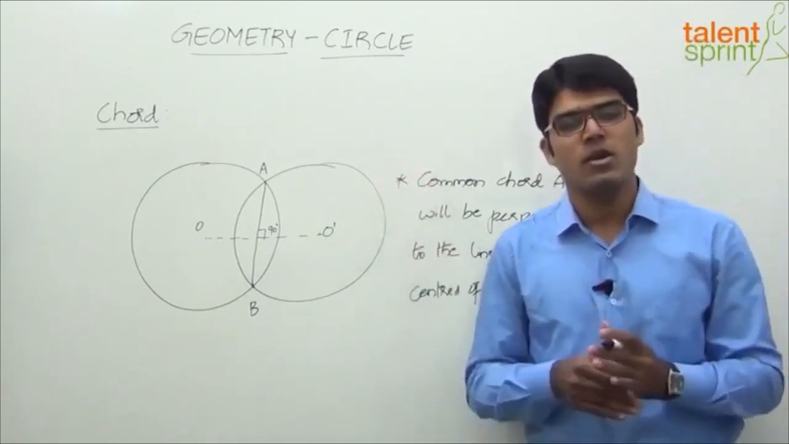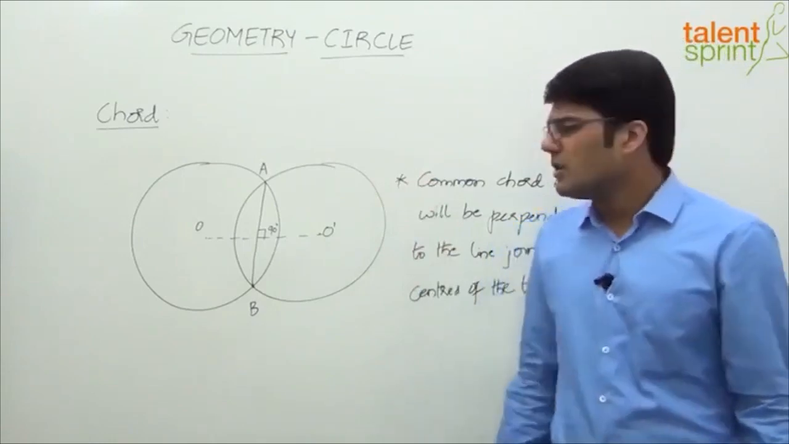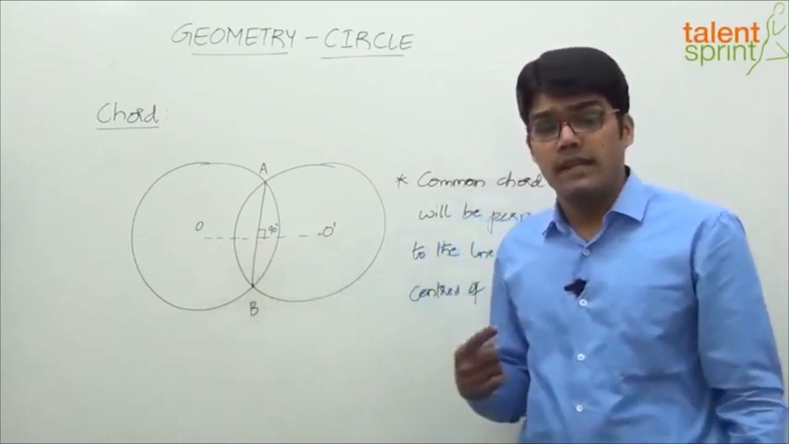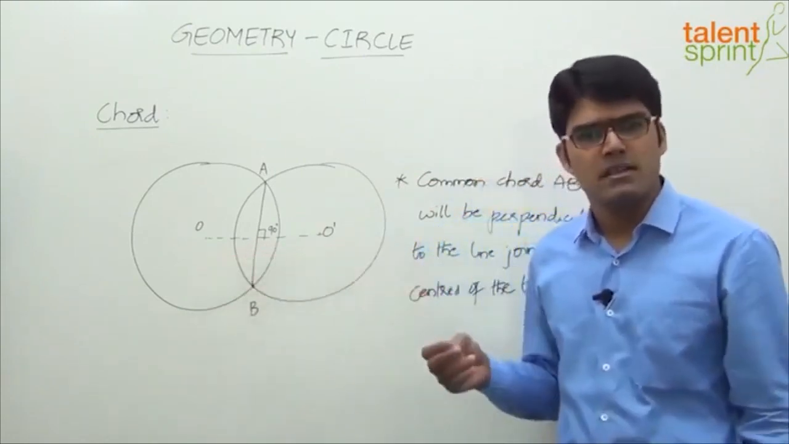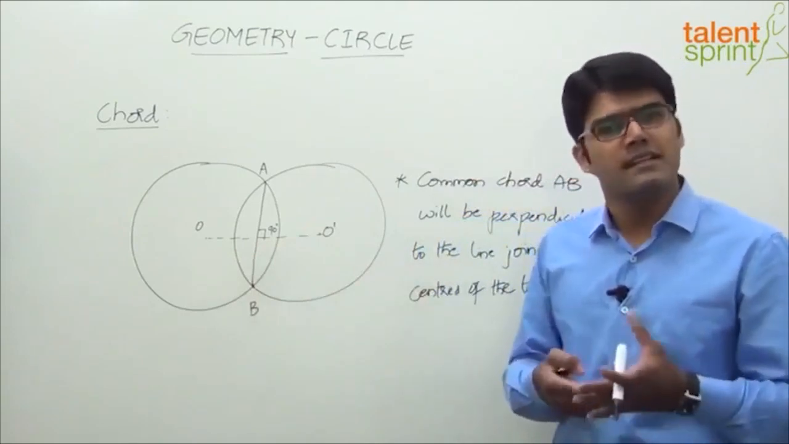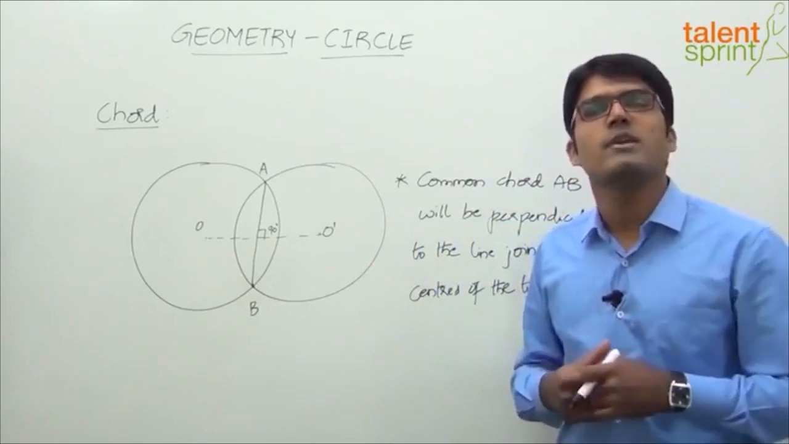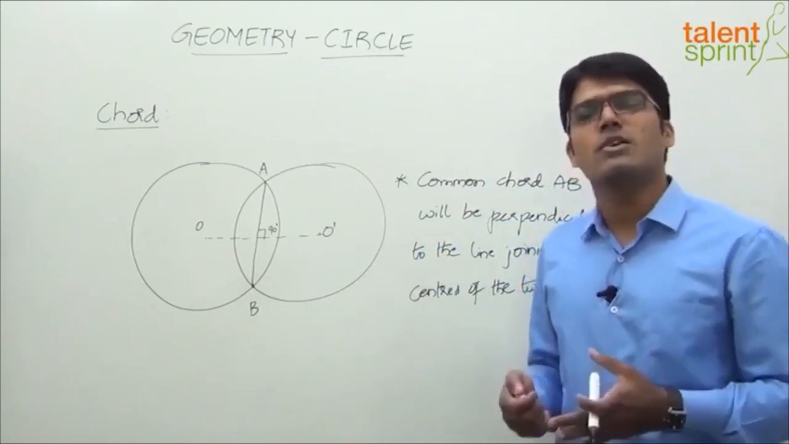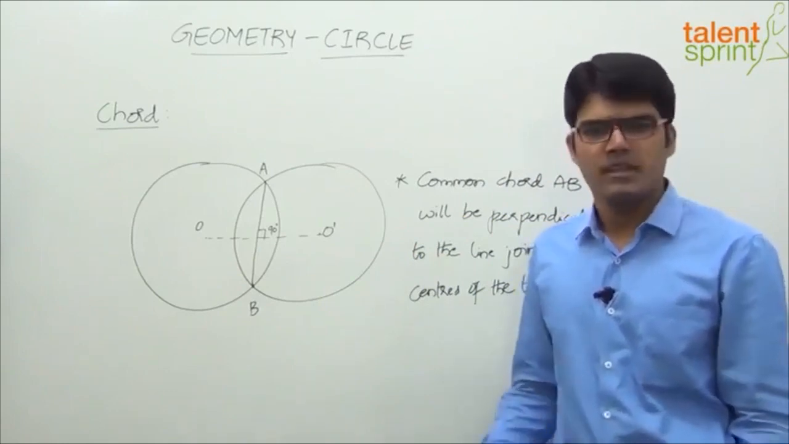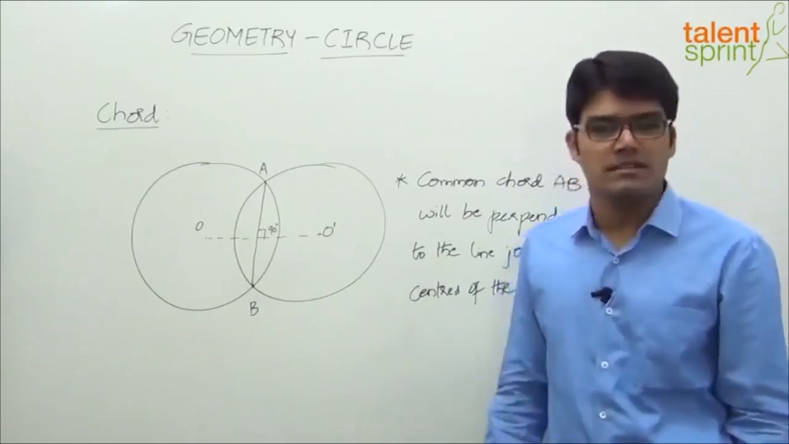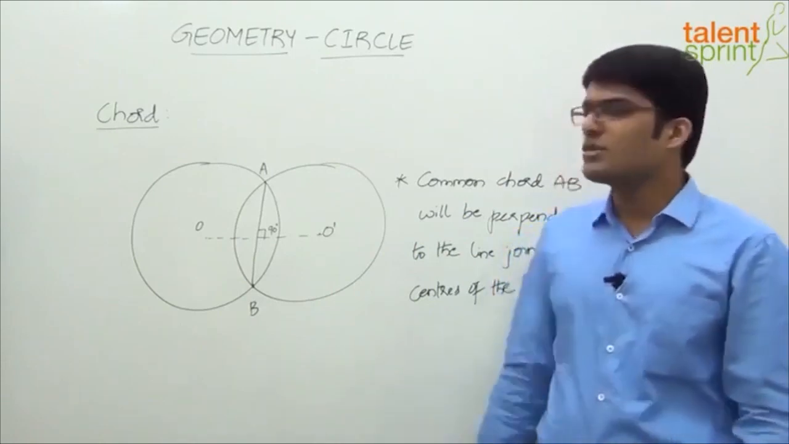Alright, so in any common chord, you see that it will be perpendicular to the line joining the two centers. Now both the circles need not be equal, right? I've already mentioned this. One can be of smaller radius, the other can have a larger radius. But obviously when two circles intersect, they'll always have two intersection points, and those 2 points can be connected to get a common chord, and such a common chord will be perpendicular to the line joining the two centers, irrespective of the size or radius of the two circles. So that's the fourth point.